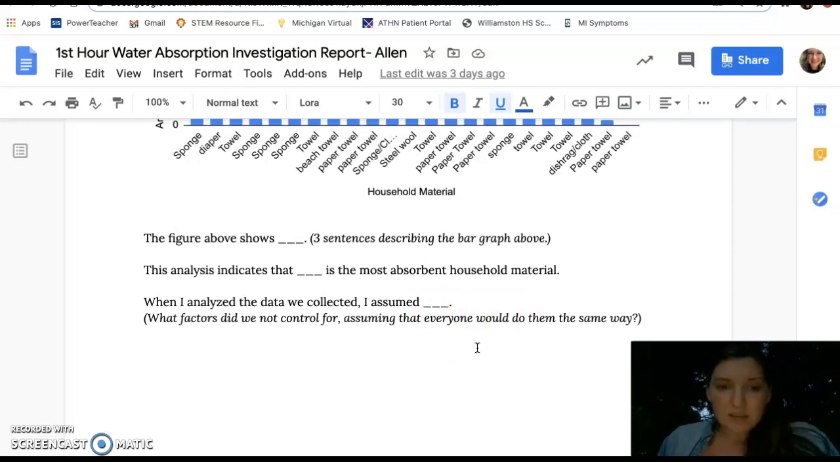So when I analyzed the data we collected, you might assume that everyone wrung out their material all the way before they measured the liquid in it. You might assume that everybody had their material soak for a certain amount of time. There's a lot of things that we didn't really account for in our procedures, and that's fine. Those are good things to note so that if somebody wanted to do this experiment in the future, they could. Okay? That's all I'm looking for there.